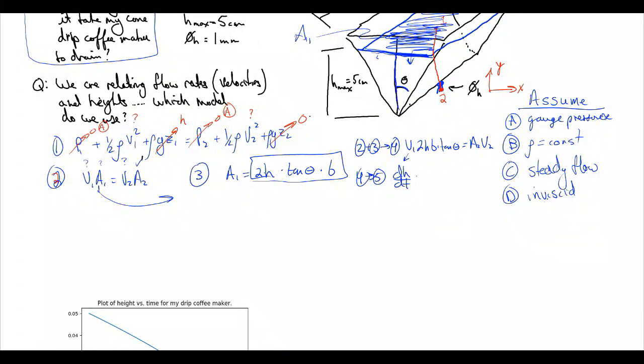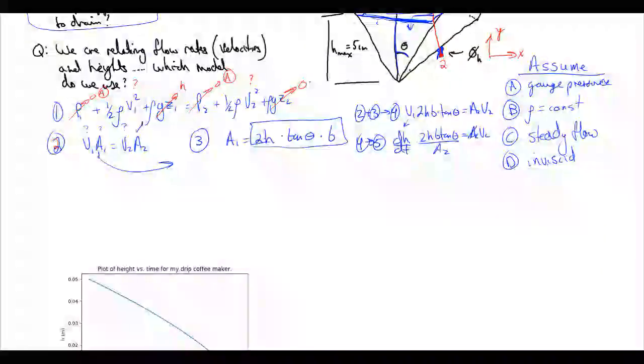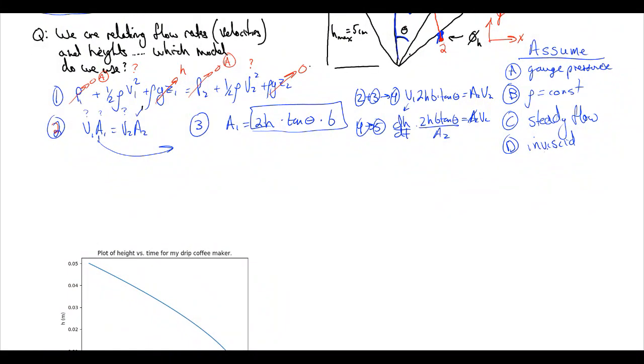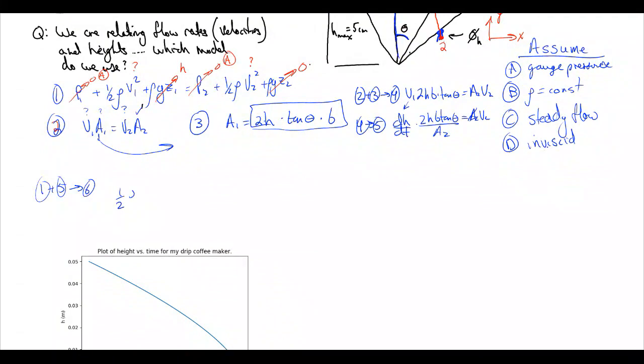So 4 to 5 gives us dh/dt, which is our change in h with time, which is our V1, times 2hb tangent of theta is equal to A2 V2. And actually, let's do this right now. Let's divide by A2 here and say that V2 is equal to this. Great. Now we can plug this in, right? So let's do 1 plus 5 into 6. We get 1/2 rho, and we're plugging in for V1. So V1, remember, is dh/dt, squared, plus rho g times h is equal to, and now we're going to plug in for V2 this expression right here.